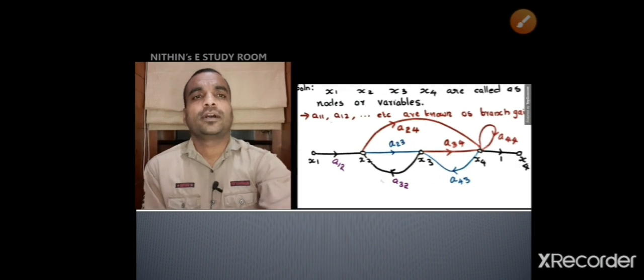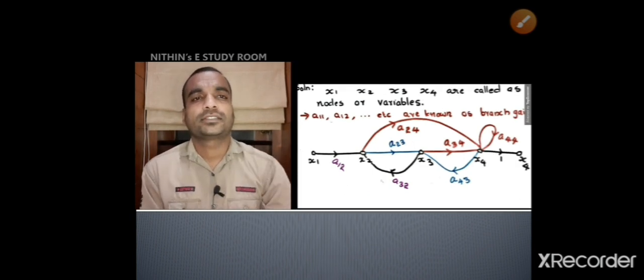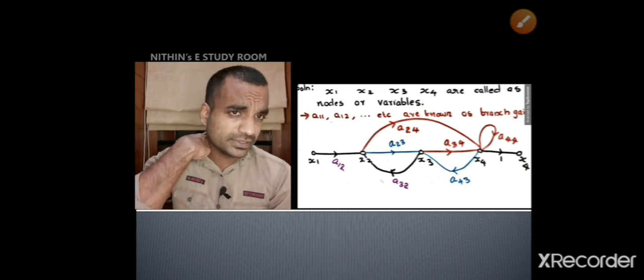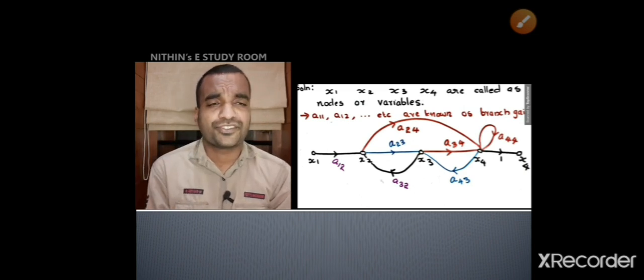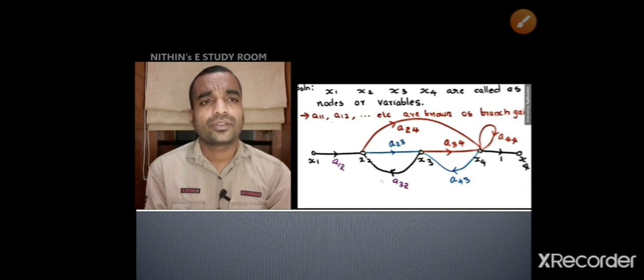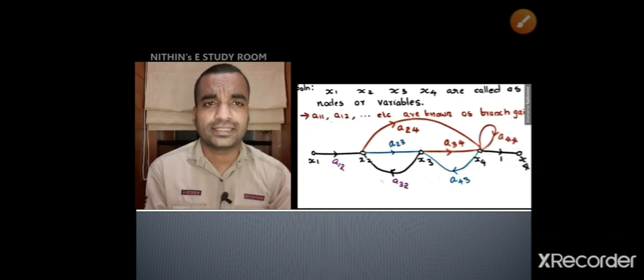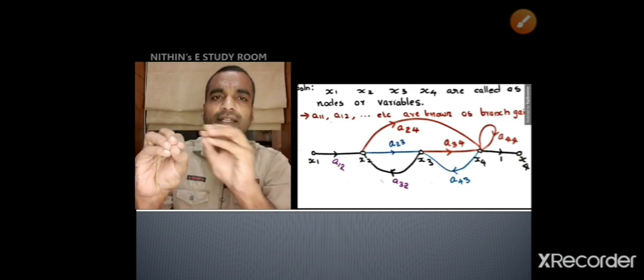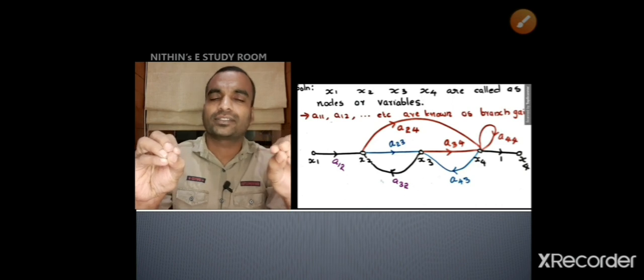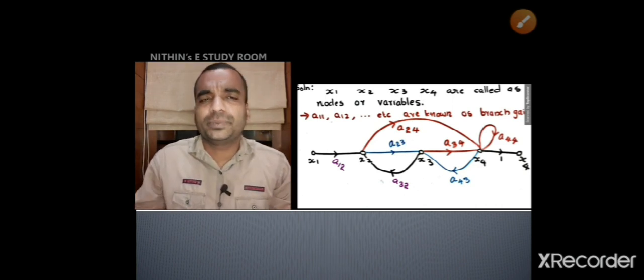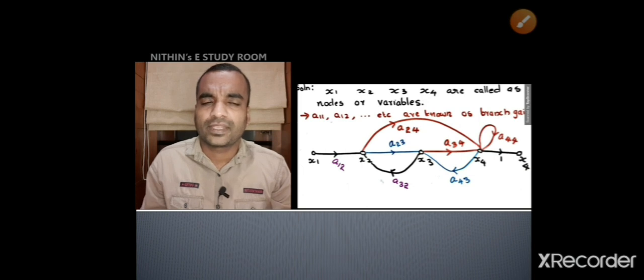Now x1, x2, x3 are called nodes or variables, and a1, a2, etc. are known as branch gains. This is already explained. Now here you can see I am extending the node 4 to a new node that is also named x4, and the gain of that path is just 1. Why is it just 1? Previously it was x4 and now I am extending it to a new point that is also x4. So there is no change between these stages. So we can say the gain is 1.